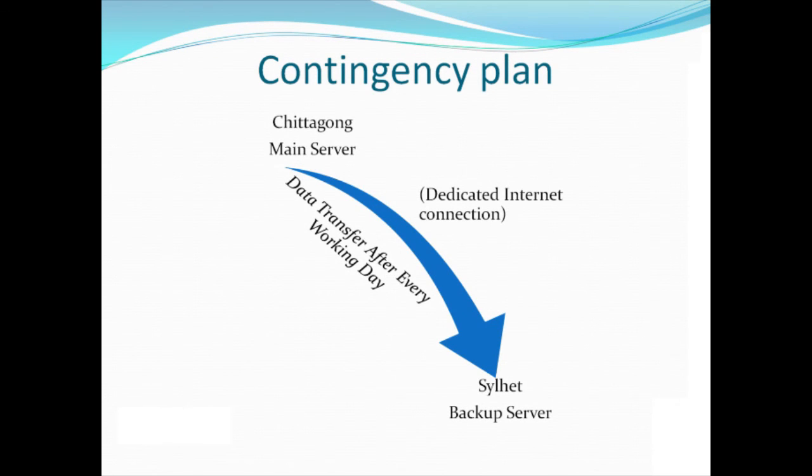Now, how are we going to execute our plan? At first, we are going to set up our data backup server in Sylhet. It will be located on the upper floor of the Sylhet branch. As we already know that the Sylhet server is connected with a broadband internet connection, we can use that connection for our data backup. After every working day, the IT manager will start backing up data from the Chittagong server, and it will be a daily process, and the manager will report to the Chittagong branch that the data backup is done. And that's how we are going to execute our plan.